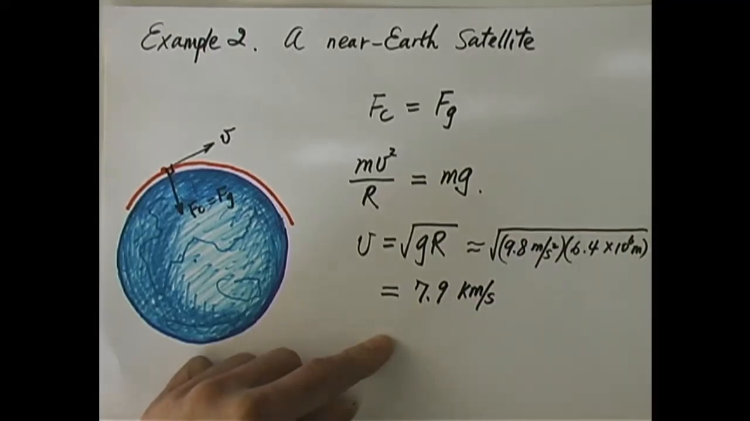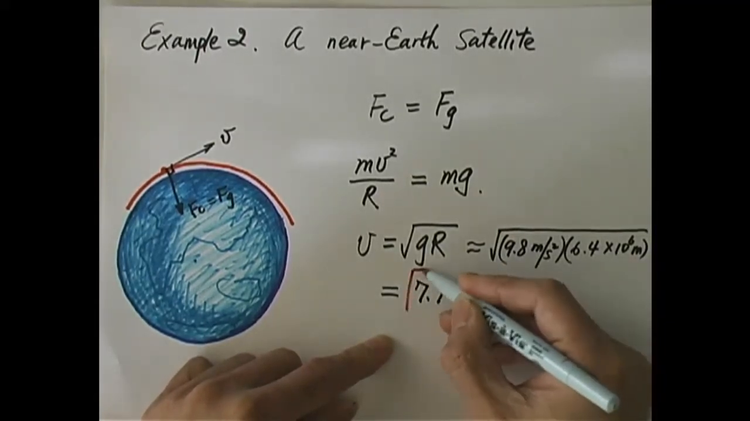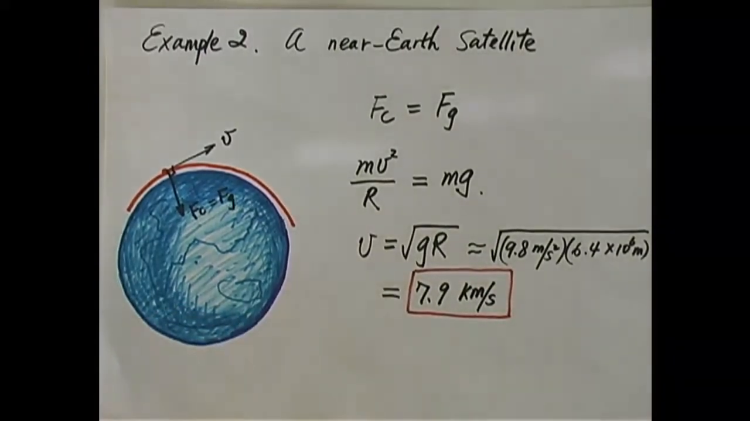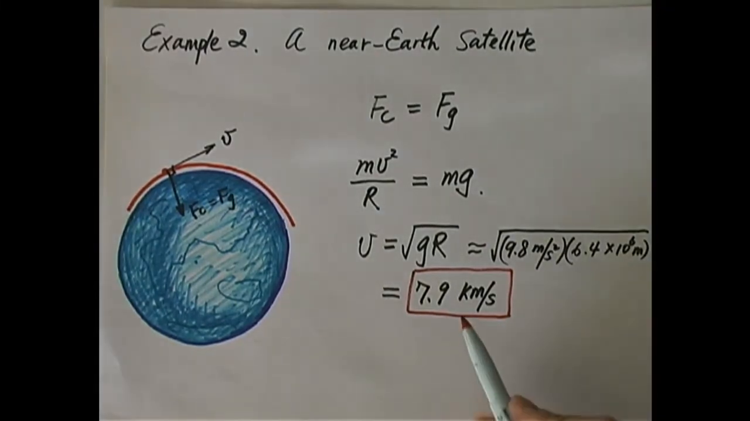This is a large speed. It is not 7.9 meters per second. It is 7.9 kilometers per second. Kilometers per second, that is about 5 miles per second. 5 miles per second. You compare with the speed of sound in air, in the atmosphere, it is about 25 times the speed of sound. It is truly very large.